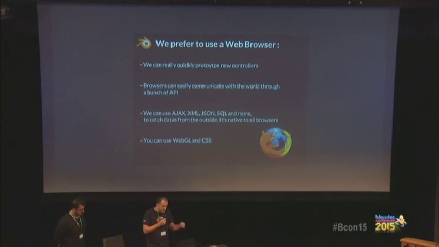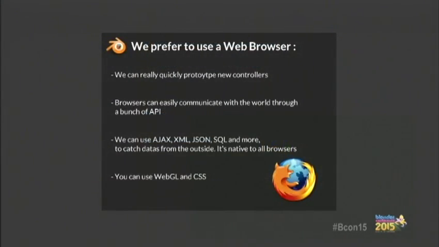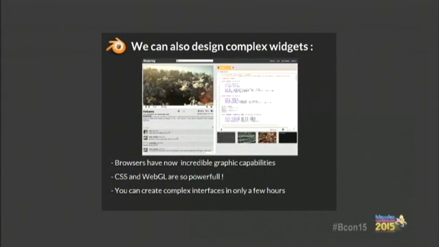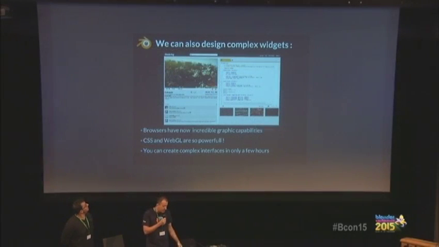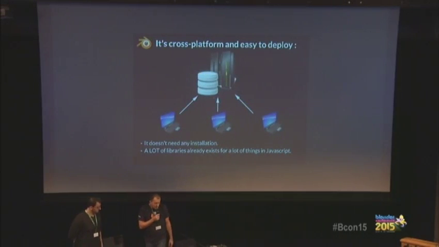And a browser can easily communicate with the rest of the world through a bunch of APIs. Natively, it can check a database, it can make XML requests or AJAX requests, take a JSON, and it can use WebGL and CSS. I don't know if you already know this website named Shadertoy, where inside the browser you can create really high-end graphics. It shows the power of the WebGL renderer, and we can use it to create really, really complex widgets. So the best part is also, we don't love installation processes, as Tom said before. The best part is you just have to put the widget on the server. You don't have to copy. It's automatically deployed on the computers in the network.